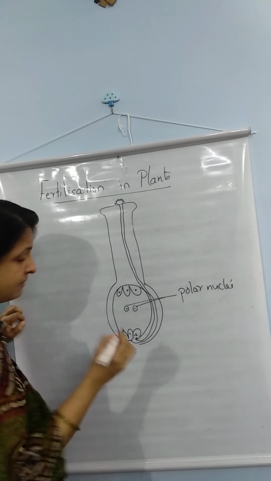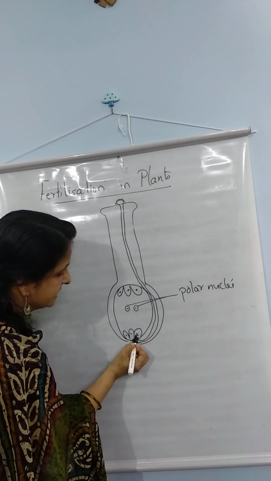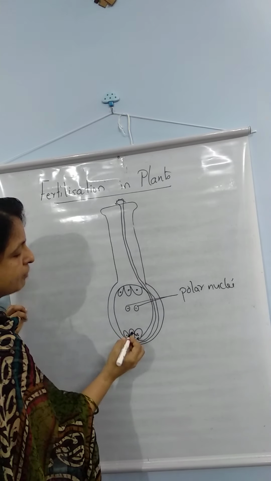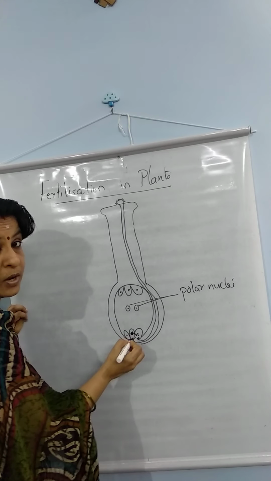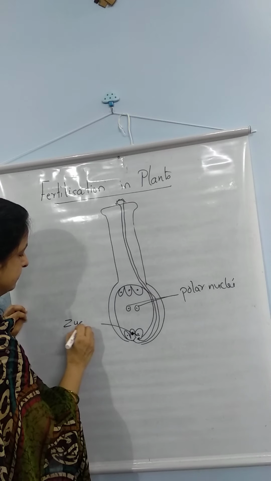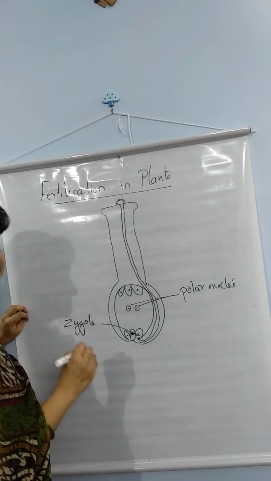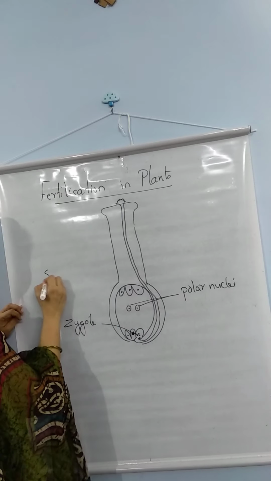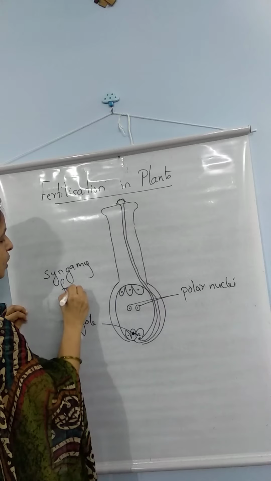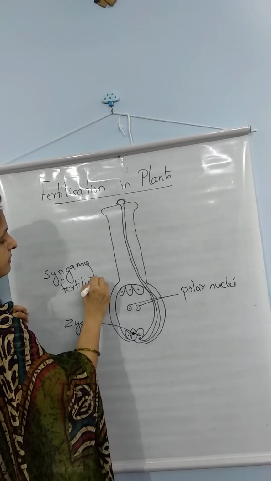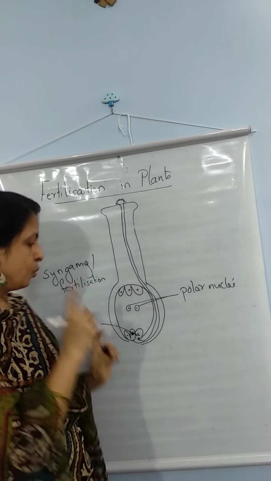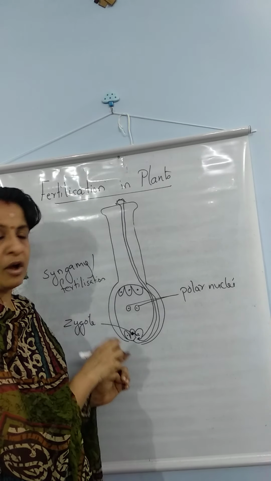One of the male gametes will fuse with the egg. So this one is fusing with the egg, and it fuses here. Now this cell cannot be called an egg or a male gamete. Now we call it a zygote. And this process is called syngamy, otherwise called fertilization. So the fusion of the first male gamete with the egg is called syngamy or fertilization.